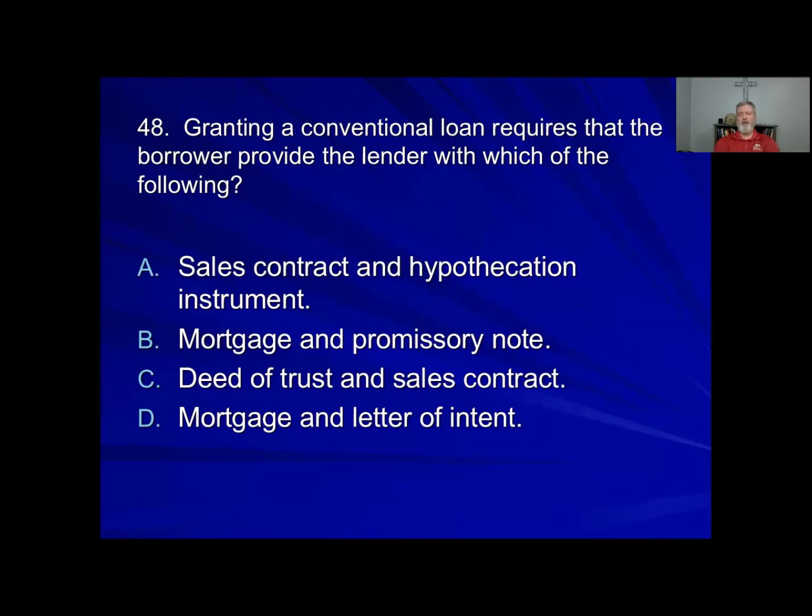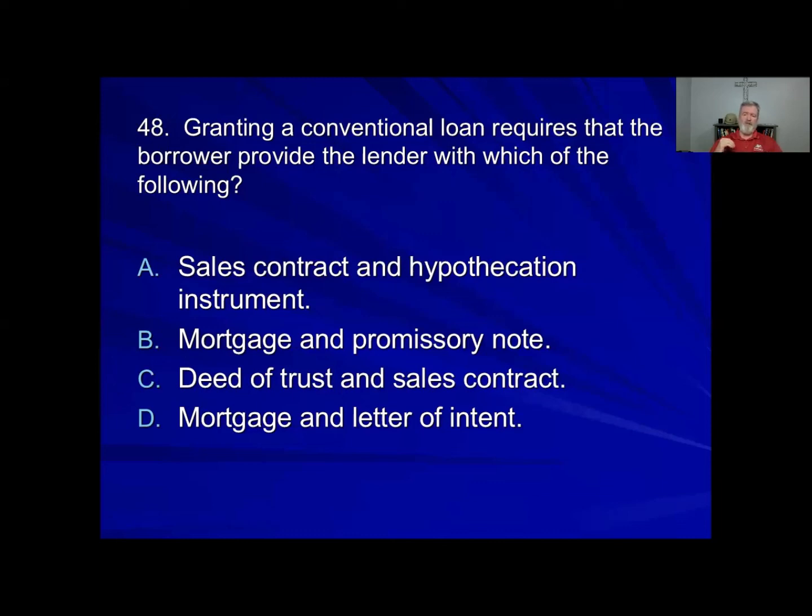But that's not the two documents required in borrowing or getting a conventional loan. B, a mortgage and the promissory note. That's the two instruments involved in borrowing money. That would be the right answer. Remember, the promissory note, that's the actual loan. The mortgage is the security for the loan.